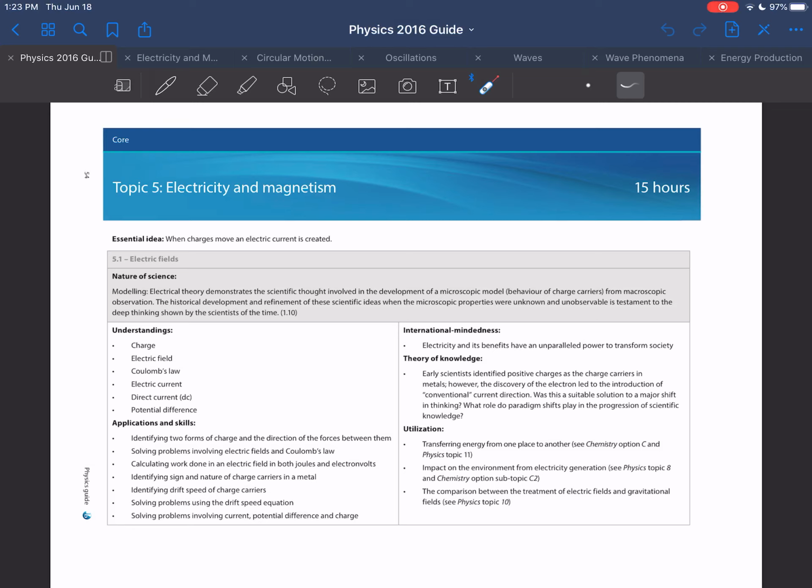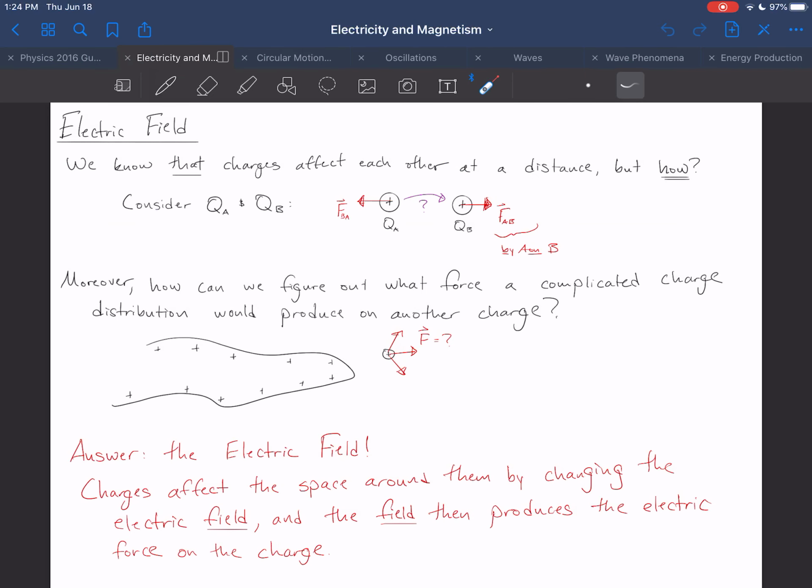Hello everyone! In this video we will continue to examine topic 5.1 electric fields, and in particular we will introduce the idea of electric fields. So up to this point we have examined Coulomb's law, and we know that charges affect each other at a distance. But the question will be, how is that possible?